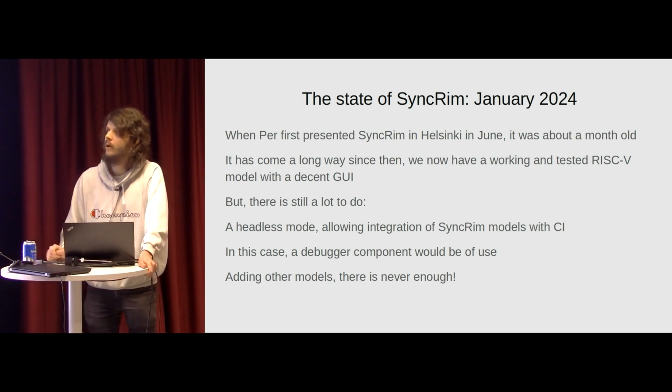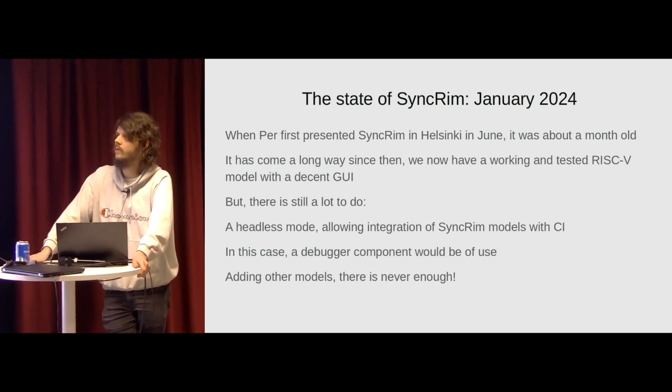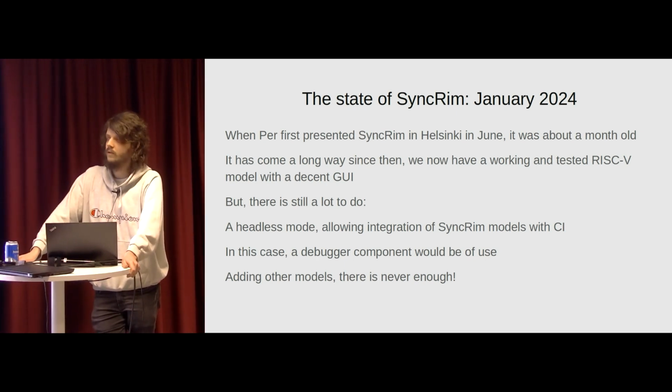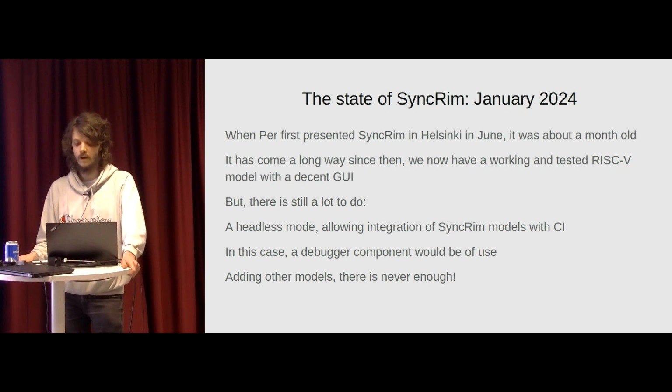Right, so when Per first presented Syncrim in Helsinki in June, I was unfortunately not present, but I know what it looked like. And at that point, it was about a month old and just had a bare bones Vizia GUI and some proof of concept examples. So in other words, we've come quite a long way since then. We now have a working and tested RISC-V model and a decent, I would say, graphical user interface. But there's still a lot to do.